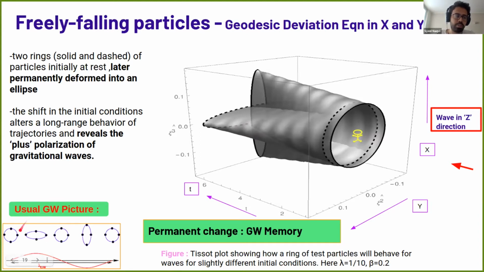Now the usual picture of gravitational waves, which we know, is that the initial and the final configuration are the same, but here, because we are studying an exact solution in full totality, we get this memory effect for this Gowdy spacetime. And this was the Tissot plot, which shows how a ring of test particles will behave for slightly different initial conditions. There are these lambda and beta, which control the number and the amplitude of the wave.